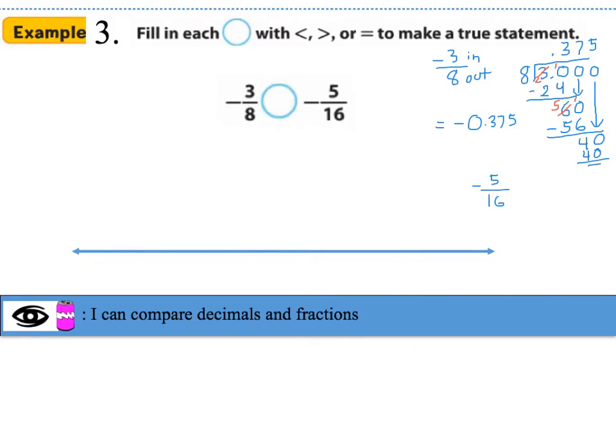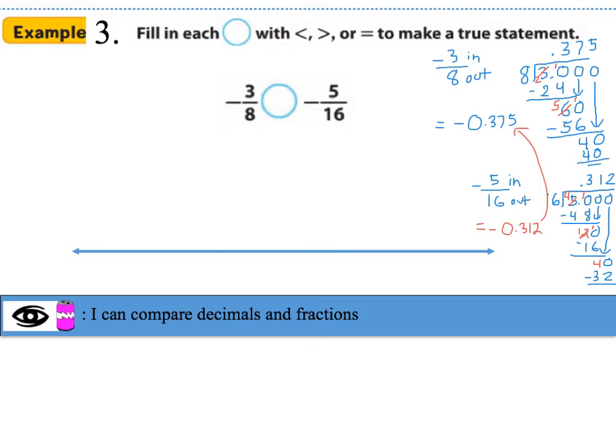-5/16. So after using in and out, I know that -5/16 is equal to -0.312, and it continues to go on. I just kind of stopped after that last place value because it matches up with the place value up here. Alright, so now let's go ahead and graph these decimals on a number line.